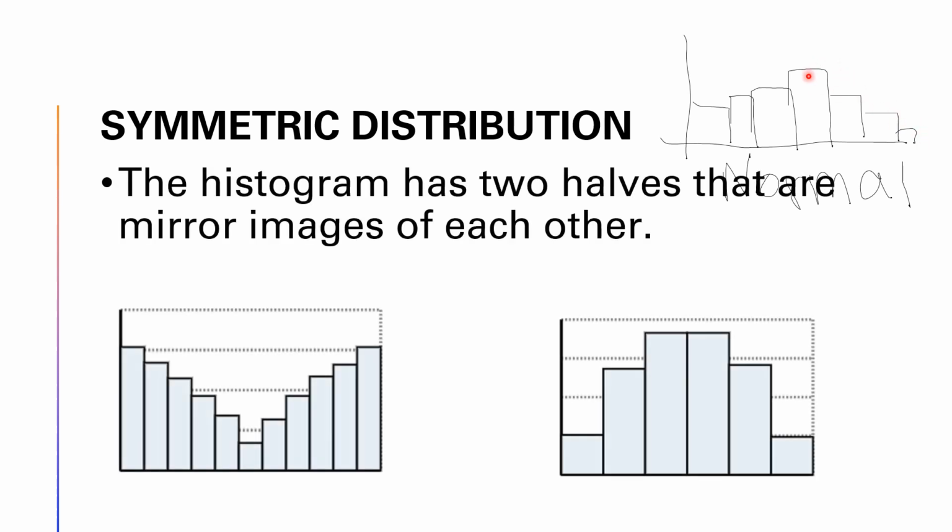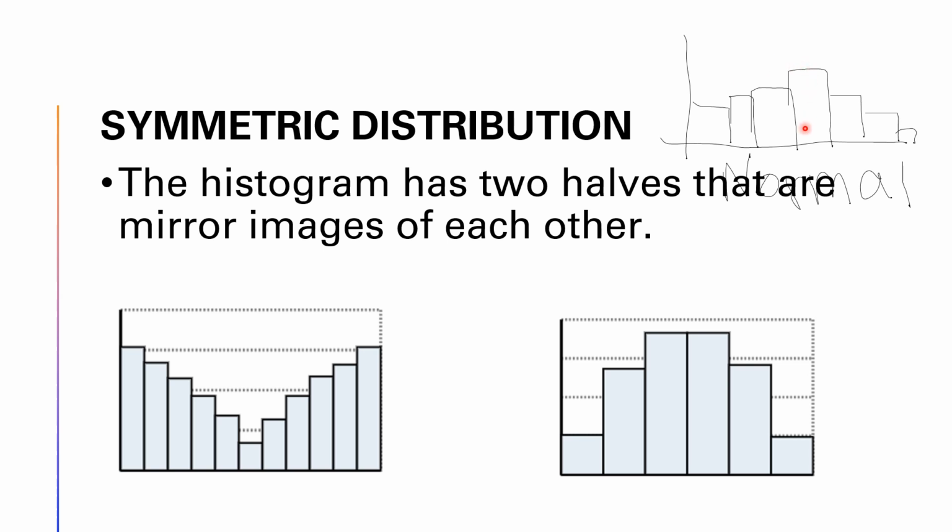So this is called the normal distribution. That's where you have the peak in the middle and you have sort of a mirror image of the histogram. It could be folded in half and it would match up approximately. Again, it doesn't have to be exactly the same. But in a normal distribution, it's symmetric and the peak is in the middle. But the more general definition of the symmetric distribution would be a histogram that has two halves that are mirror images of each other. So this does fall under that category. The normal distribution is a symmetric distribution.